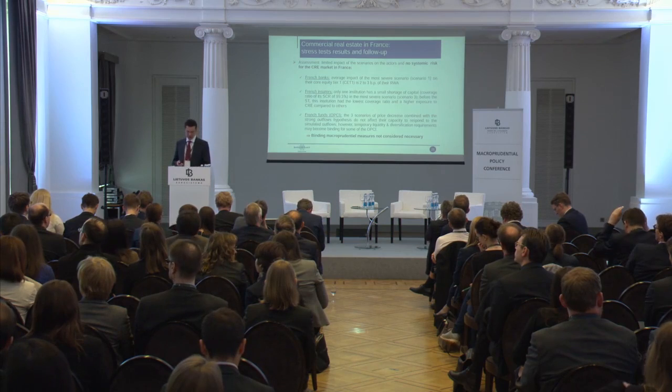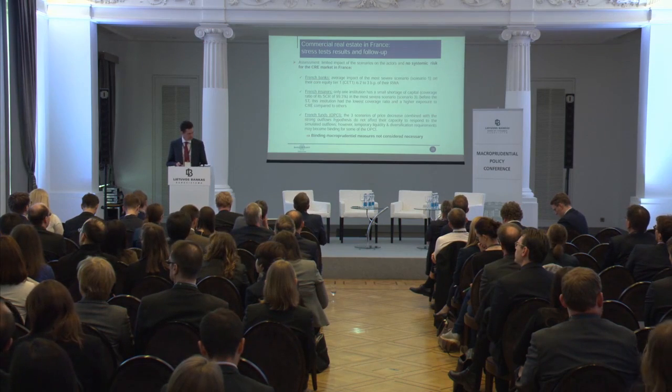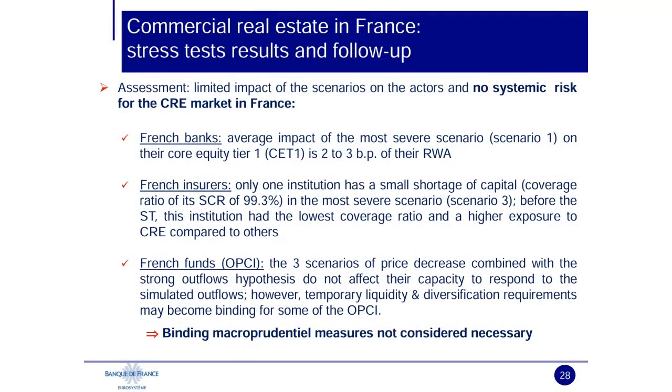So the results were the following. As regards French banks, the average impact of the most severe scenario, which in their case was scenario 1, was 2 to 3 basis points of their CET1 over risk-weighted assets, so very limited. For French insurers, there was one institution that had a small shortage of capital, meaning the coverage of its solvency capital requirement was a little bit less than 100%.